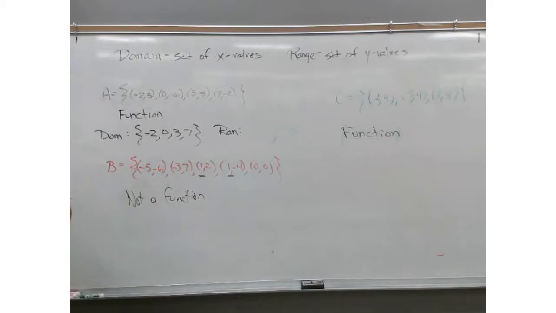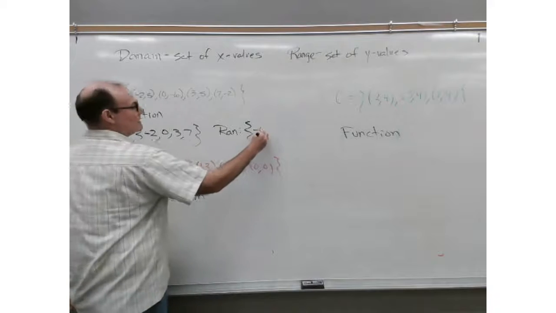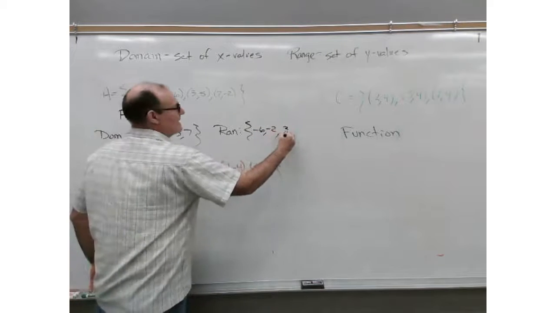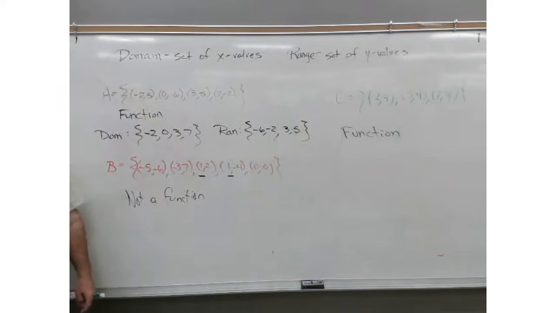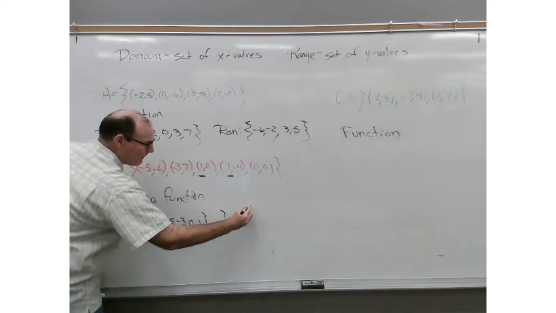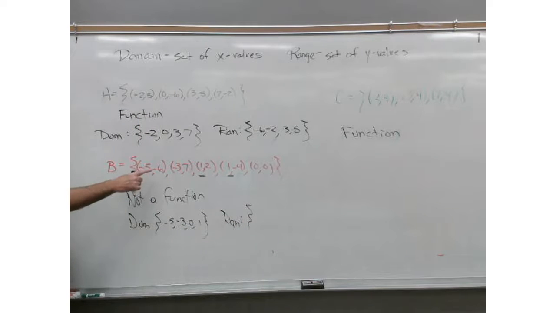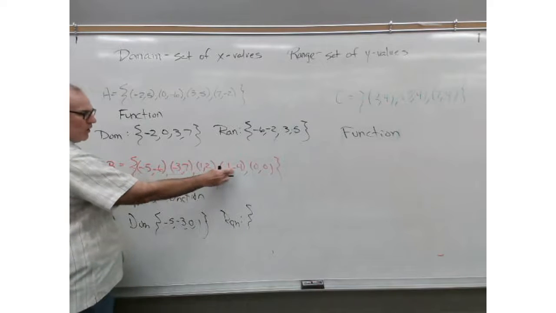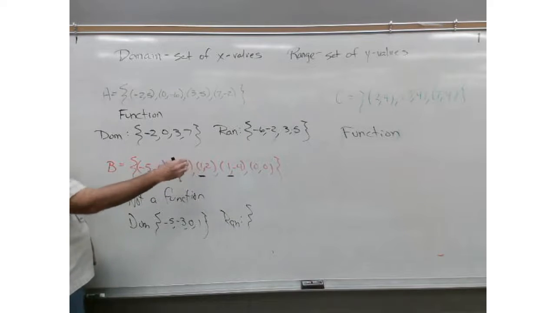Okay, so here we go, domain and range. The range of this function is the set of y values. I'm going to write them in number order. So -6, -2, 3, and 5. If you have any questions about these, let me know, and that'll be how we end our time. So the domain of relation B is -5, -3, 0, and 1. The range is -6, -4, 0, 7.